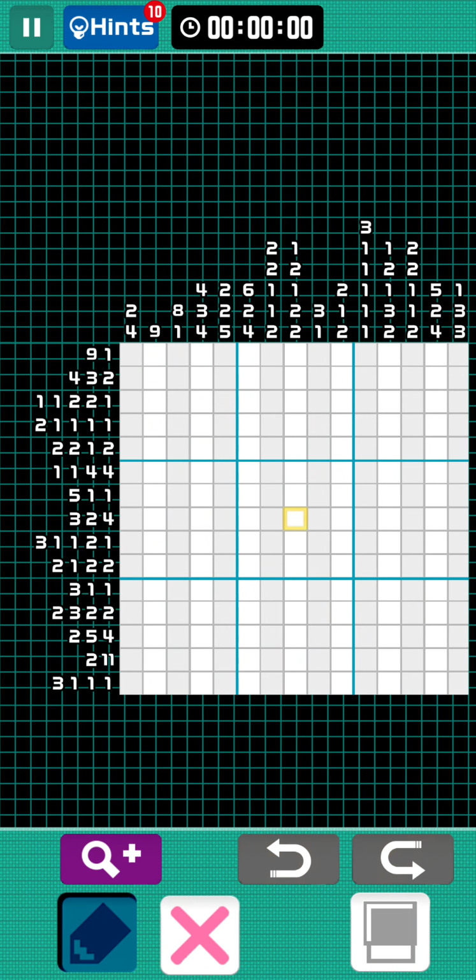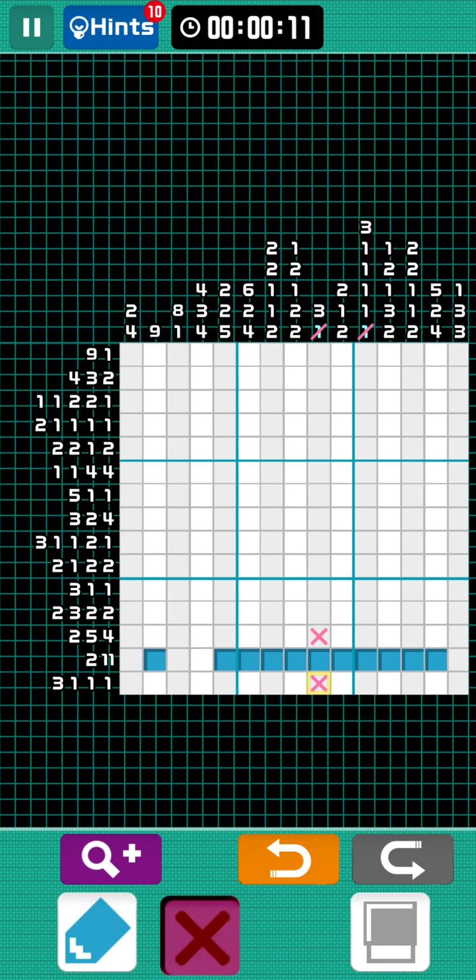Oh dear, schoolgirls. Okay, well, that might be interesting. I'm going to start with the 211, as usual. Let's go for the longest one. And that gives us the 1 and the 1 that we can isolate.